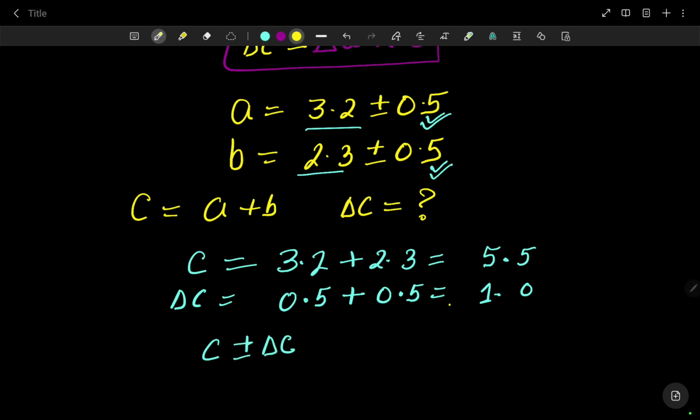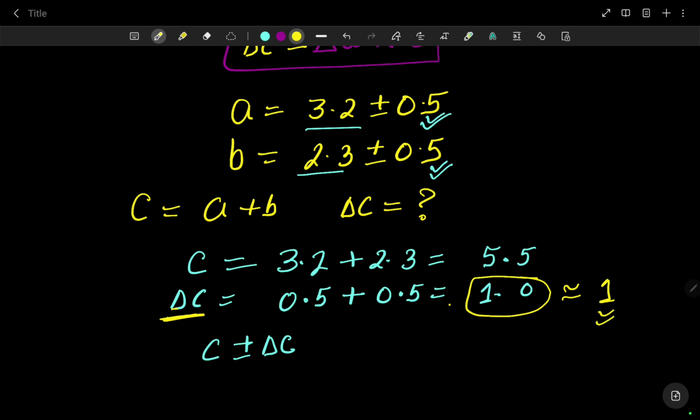Now there is a very important term over here. We always round off absolute uncertainty to 1 sig fig. Many of the IB students make a mistake over here. They do not round off their absolute uncertainty to 1 sig fig. So we have to do that. We have to round off our uncertainty to 1 sig fig. So you see here 1.0 has two significant figures. So I will just write it as 1. Okay, so my uncertainty delta C became 1.